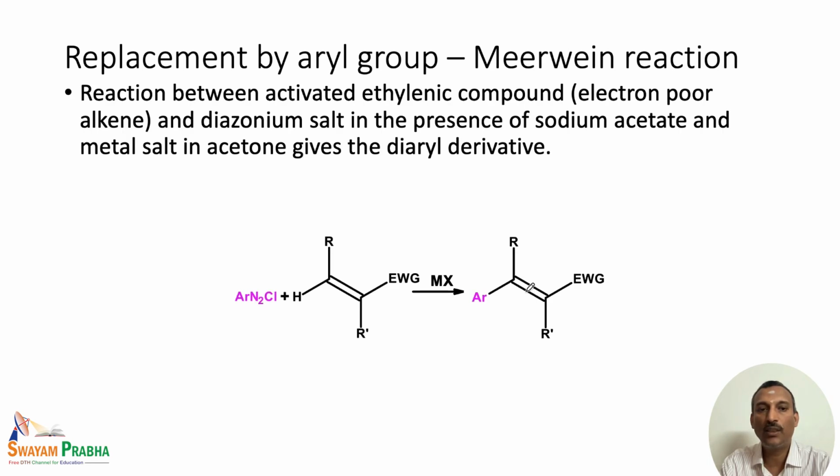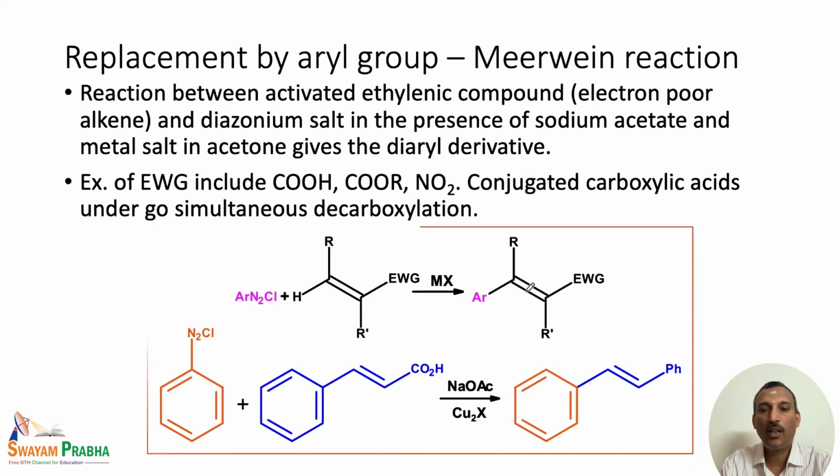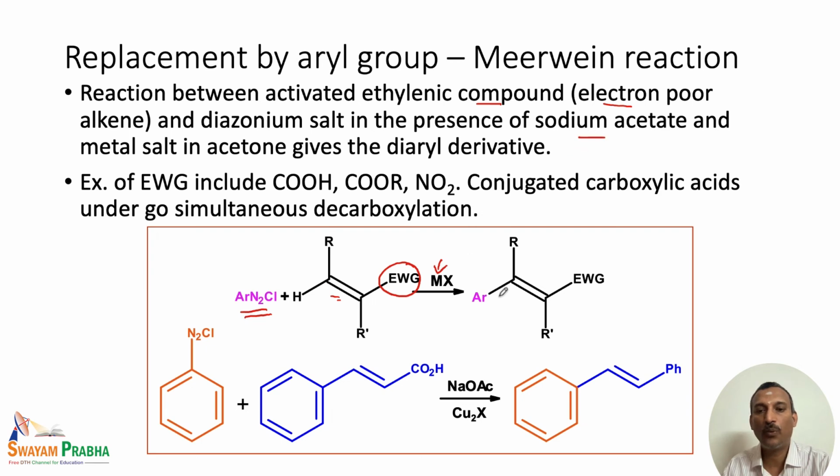So, this is a little bit different reaction. Here again this is an aromatic coupling reaction. In this reaction, activated methylene compounds, basically electron-poor alkenes, and diazonium salts are reacted. We have a diazonium salt, and we have an electron withdrawing group on an alkene. These are called the activated ethylene compounds, in the presence of a metal salt. Basically here we can use sodium acetate or another metal salt, which produces the corresponding diaryl derivatives.